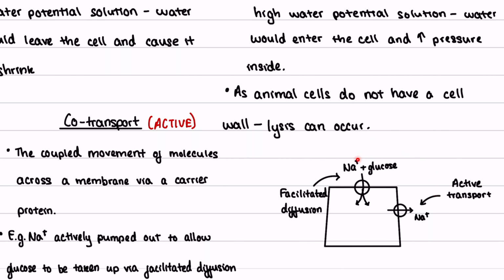This then means those sodium ions can come back down via its concentration gradient here. But as sodium comes along its concentration gradient, it will bring glucose with it via facilitated diffusion. But this is still an active process as the sodium ions had to be pumped out in the first place.